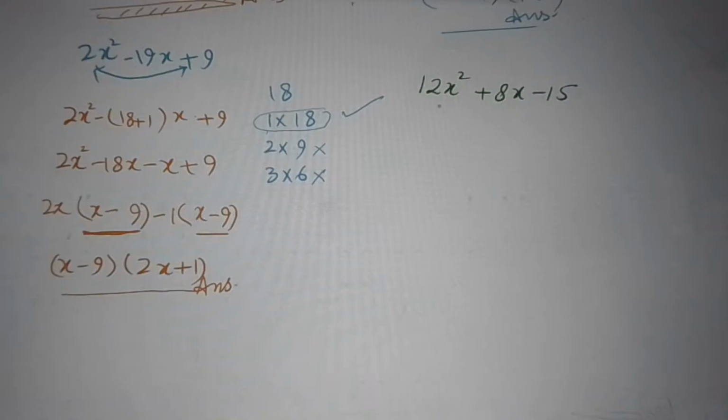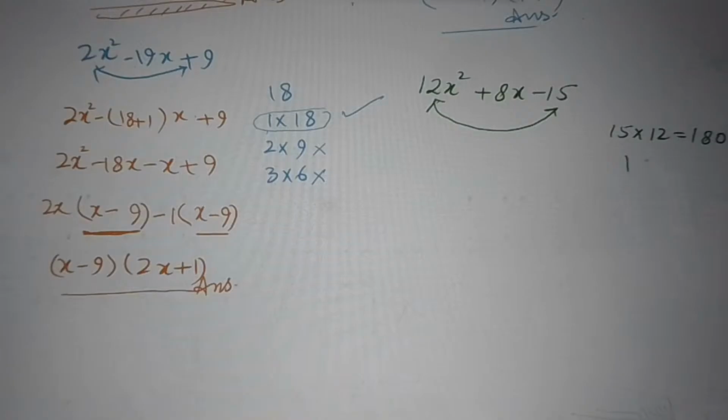So here again, a slightly advanced form. 15 multiplied by 12, right? As usual, we multiply the coefficient of the second degree term and the constant term, right? The x square term coefficient and the constant term. We multiply them, we get 180. Now we have to factorize 180. We have to write the factors of 180. How can we write?